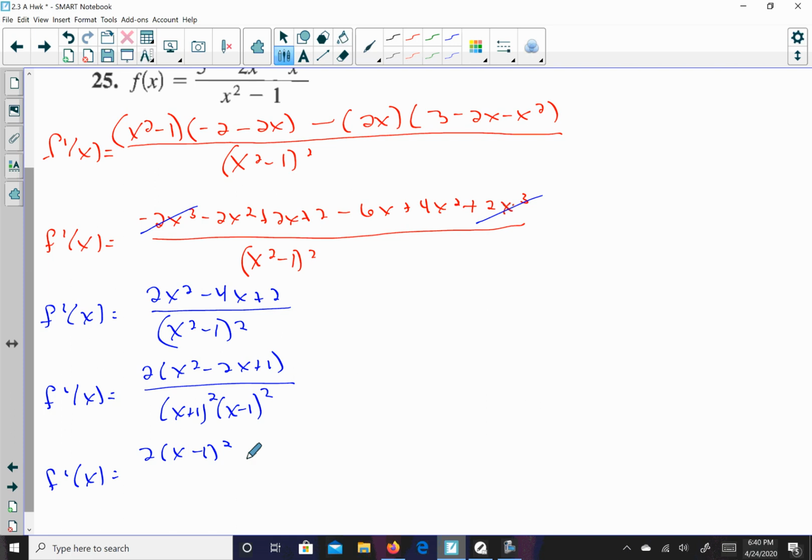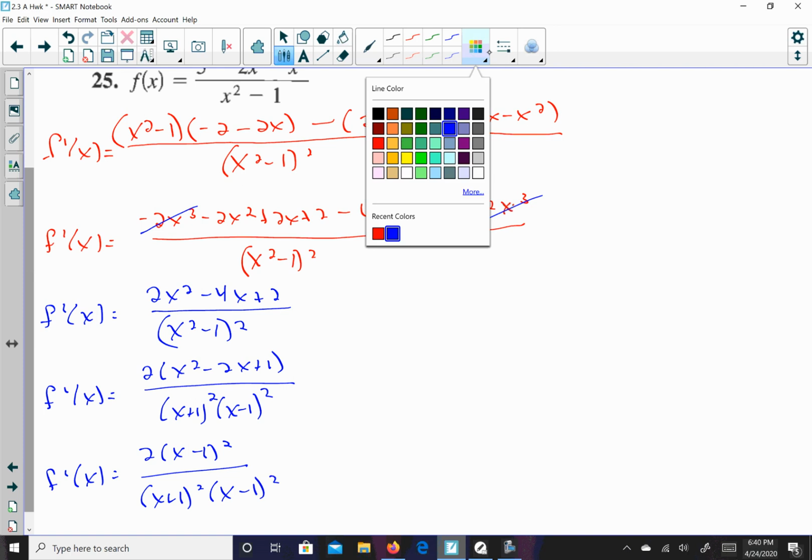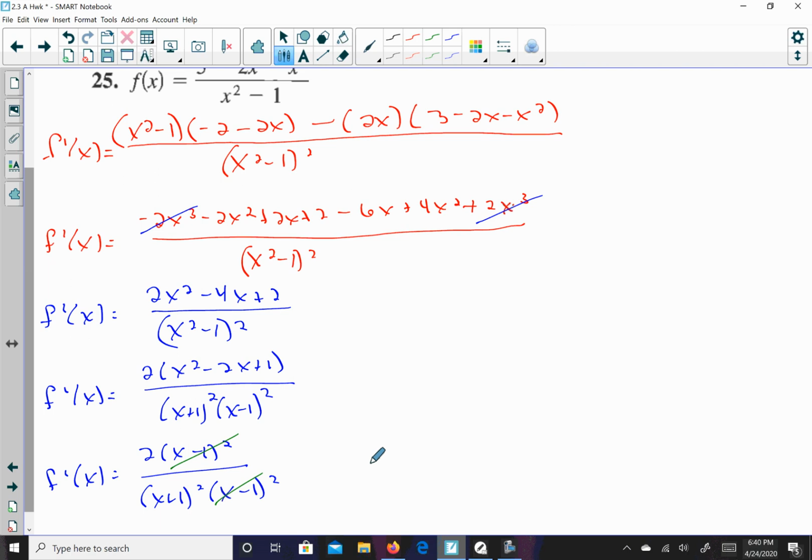That's how I factor the numerator, and this is all over x plus 1 squared, x minus 1 squared. Then these two can simplify, and my final derivative is going to equal 2 over x plus 1, that quantity squared. Hopefully you remember all that algebra.